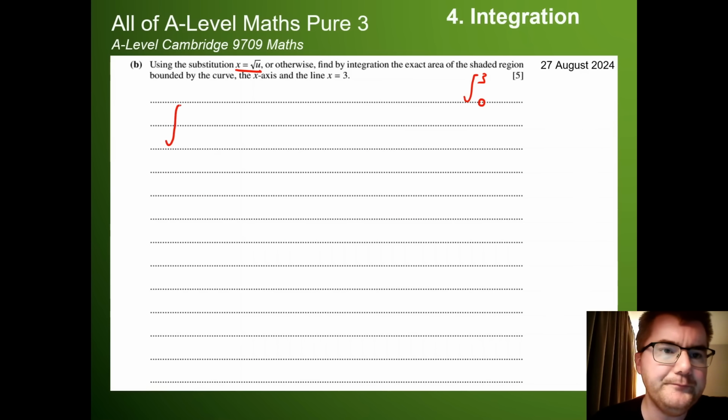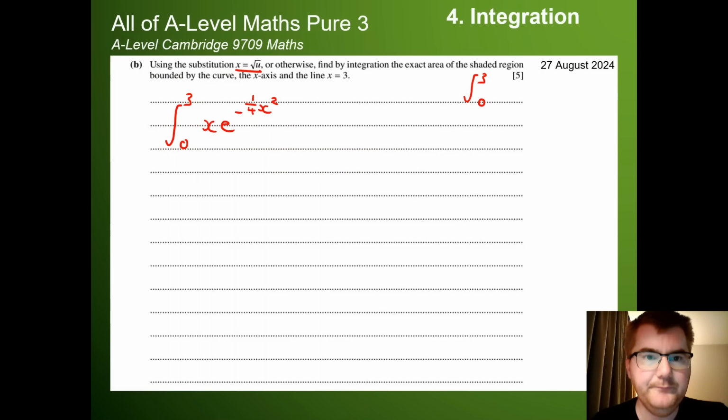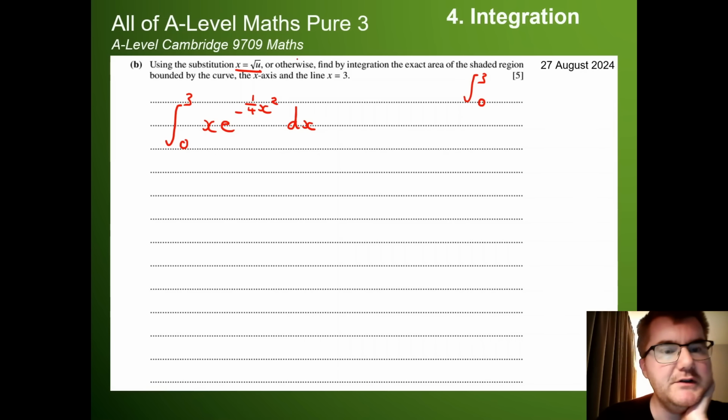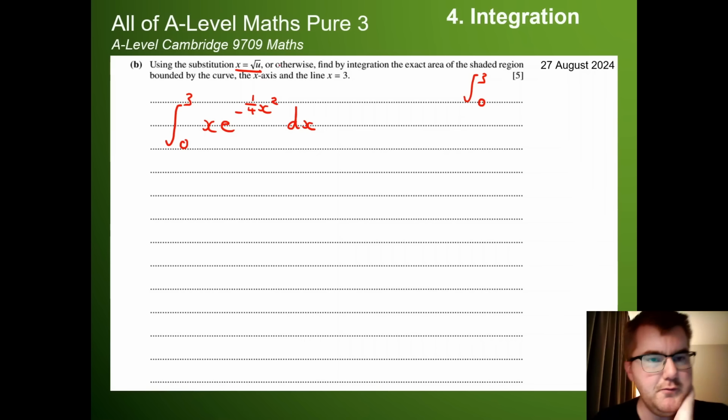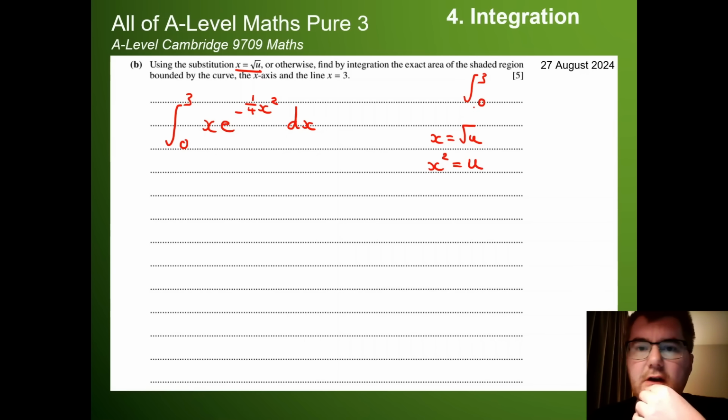So we've got 3 and 0. We have x e to the power of minus 1/4 x squared. Double check you're always writing the function down correctly. And that's with respect to x. Okay, and we're told the substitution we need to do here. So x is equal to root u. Okay. So if x is equal to root u, then if we square both sides, x squared then is equal to u. Okay, that's useful to know.